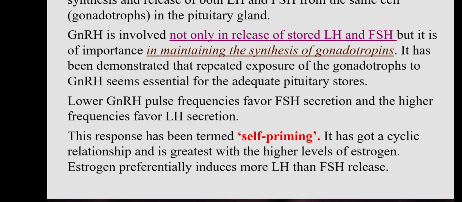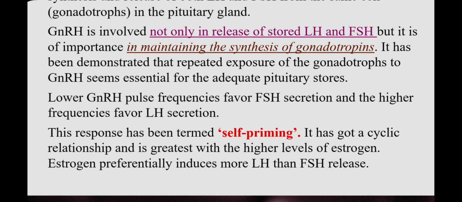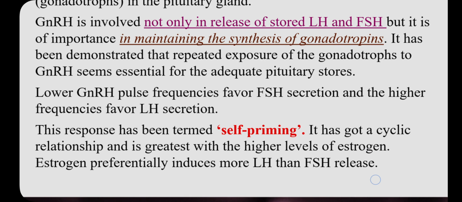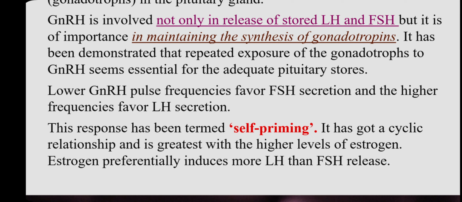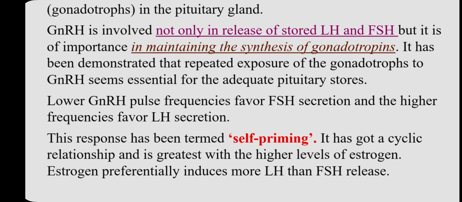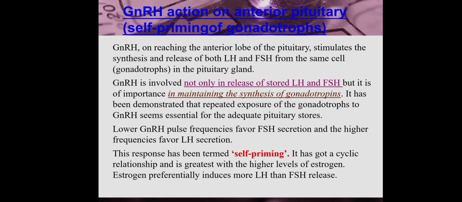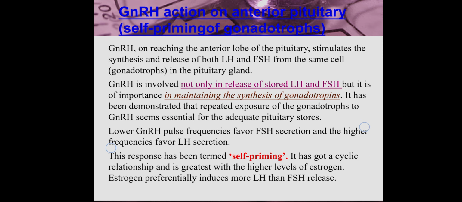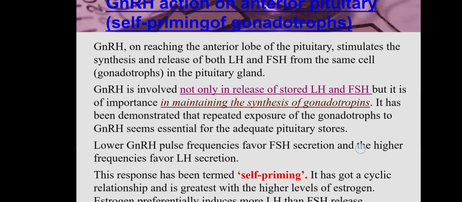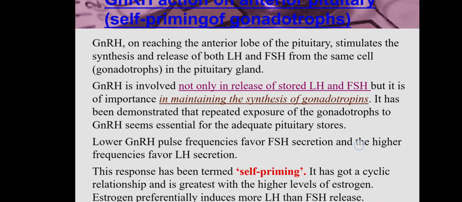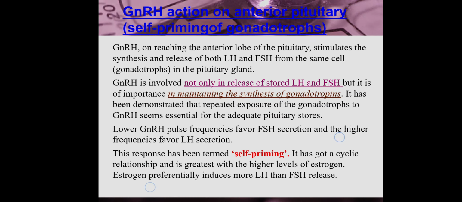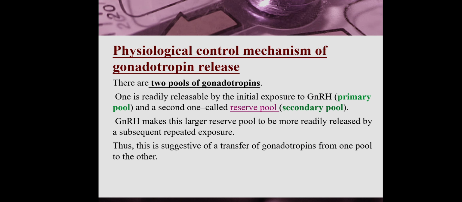So here the lower GnRH pulse frequency favors the FSH secretion, and the higher frequency favors the LH secretion. The response has been termed as a self-priming. It has got a cyclic relationship, and it is greater with the higher levels of estrogen. Estrogen preferentially induces more LH than the FSH release. So here the GnRH is not only helping in the releasing, but it is also helping in the maintaining of the gonadotroph FSH and LH.